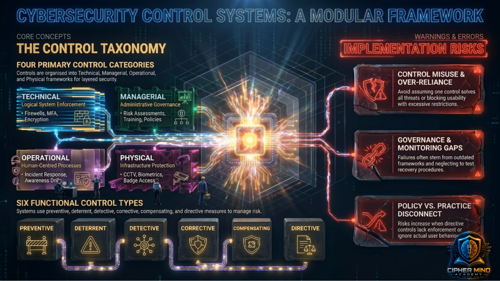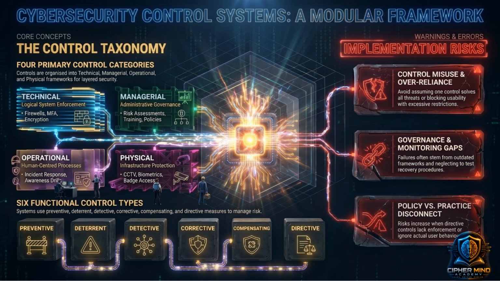Compensating controls provide alternative protection when the preferred control cannot be implemented. Directive controls establish rules, expectations, and required behavior. Think of types as answering the question, what job does the control perform? Now here's the important part. A security control can belong to both a category and a type at the same time.